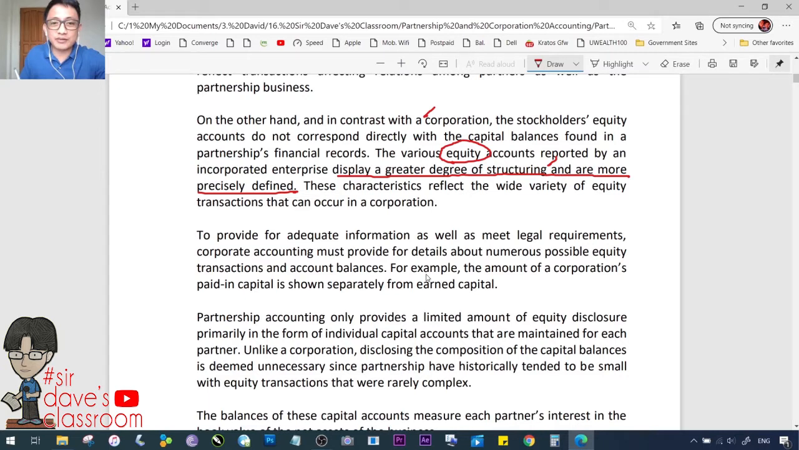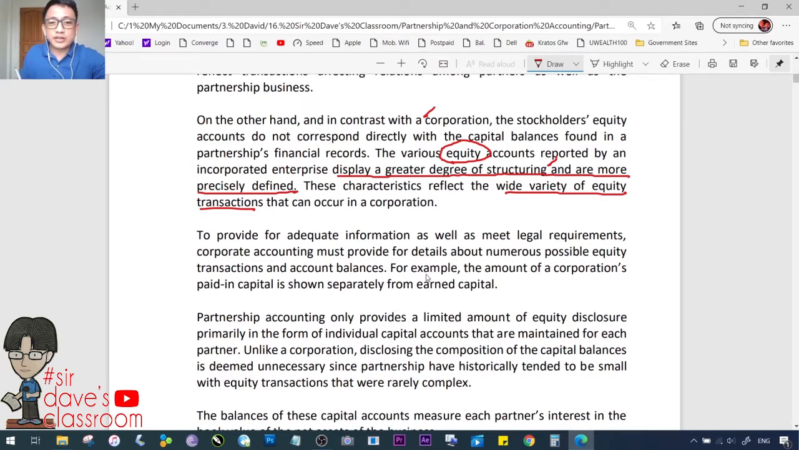Okay? Next paragraph na. These characteristics reflect the wide variety of equity transactions that can occur in a corporation. Ito na actually yun. Okay? Wide variety of equity transactions. Corporations are known to be large on equity transactions. Madaming equity transactions na pwedeng maganap sa corporation, not unlike in a partnership form of business.